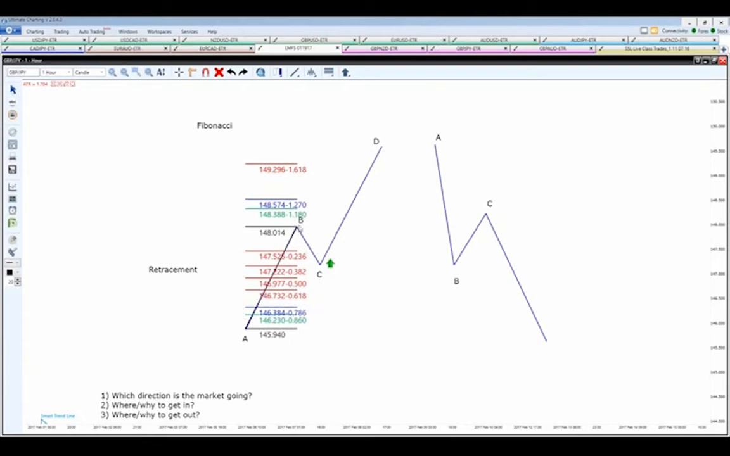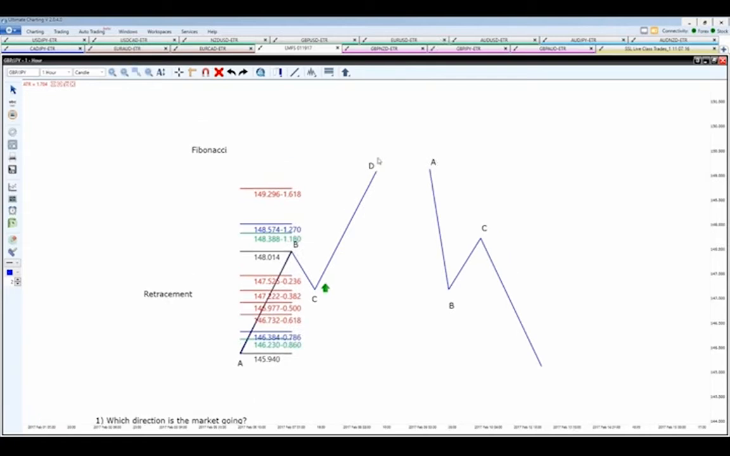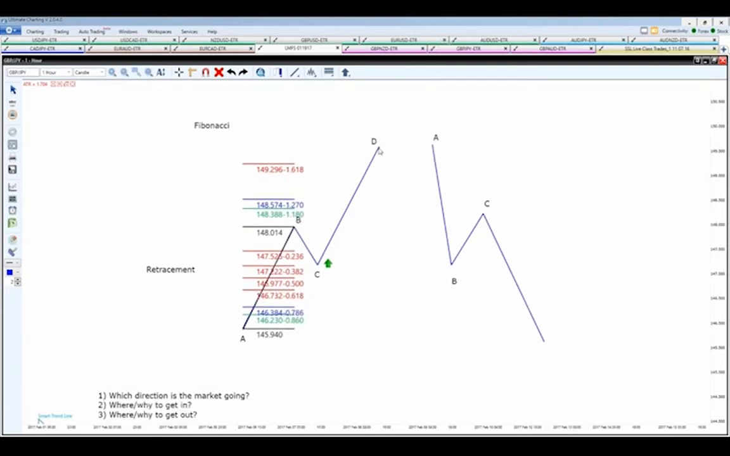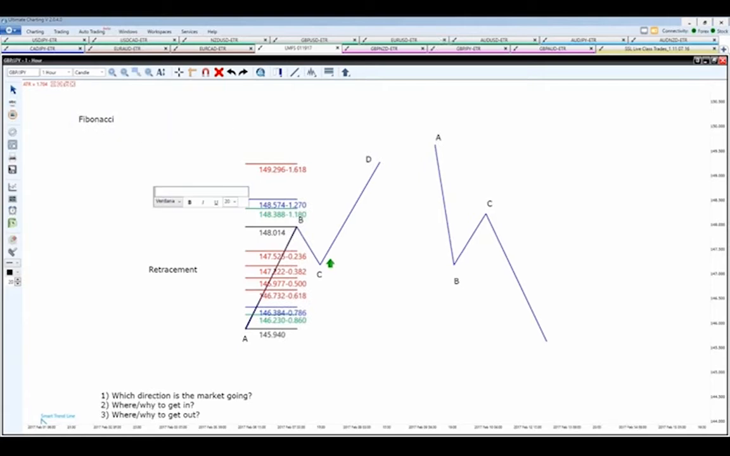Now, if the market pulls back and forms this C point at one of these red retracement levels, and we buy after that U-turn, what this is telling me is to hold my position until we reach our D point. We're going to be looking for our D point at this red line here. Now these lines above the B level are called extensions. So these are extension lines.